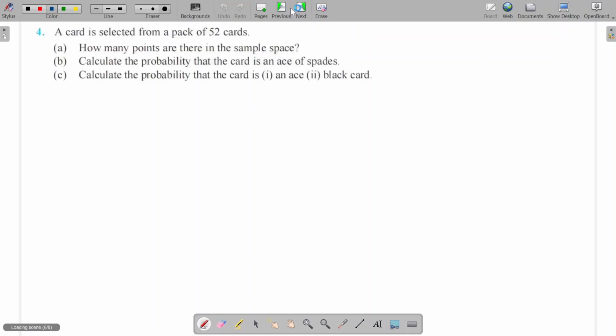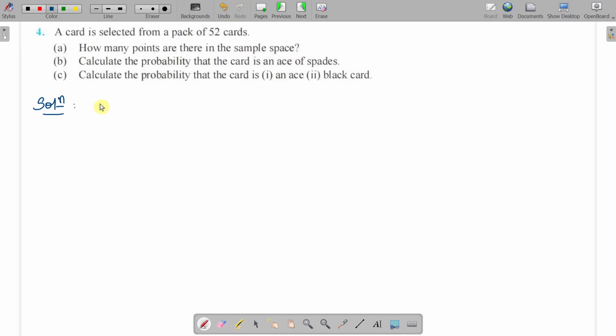Now let us go to the next problem here. Fourth one. A card is selected from a pack of 52 cards. A. How many points are there in the sample space? B. Calculate the probability that the card is an ace of spades. C. Calculate the probability that the card is first an ace and second a black card. Okay, so what is given is a pack of cards, and there are 52 cards in the pack. Then the first question says, how many points are there in the sample space. Okay, so let us start solving this.